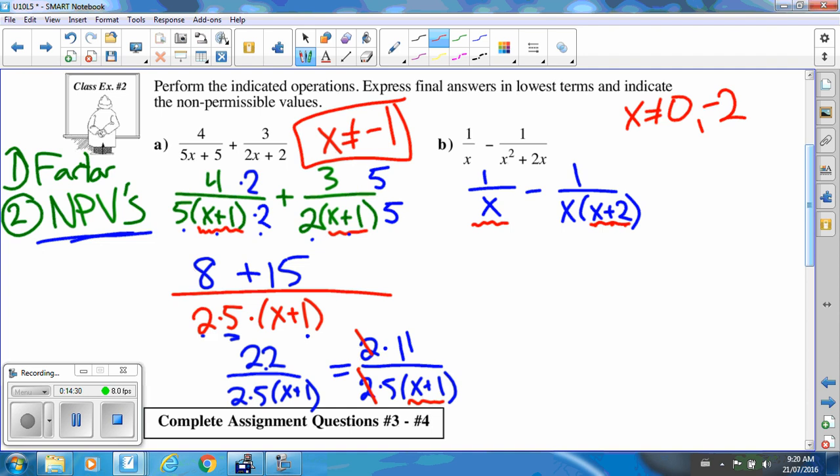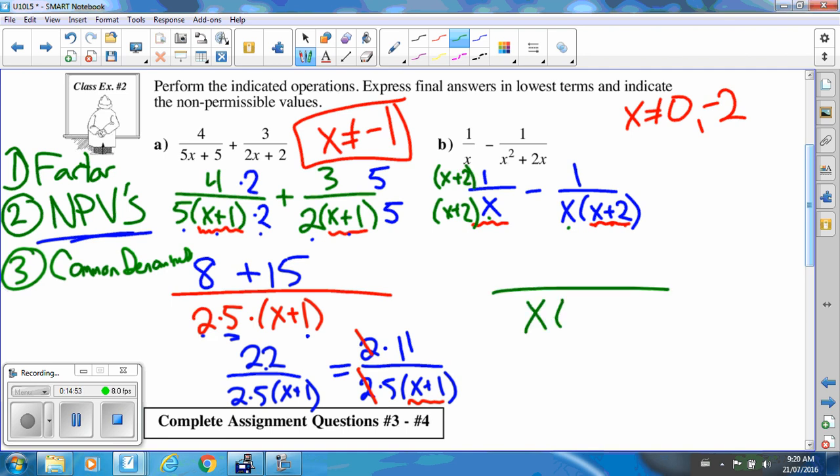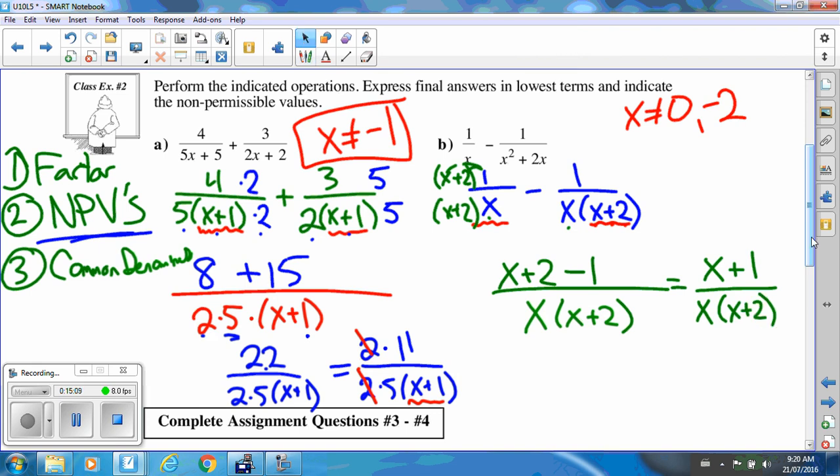So now what I need to do is get my common denominator. So let's write these steps down here. Common denominator. Okay, so my common denominator already has the x in both cases. This side needs an x plus 2, and then in my numerator also an x plus 2. So now what I have is my common denominator, x plus 2. And I now have in my numerator, distributing that through, that's just going to be x plus 2 minus 1. So I now have x plus 1 over x plus 2. And I am good to go.